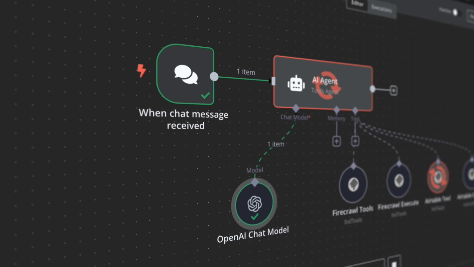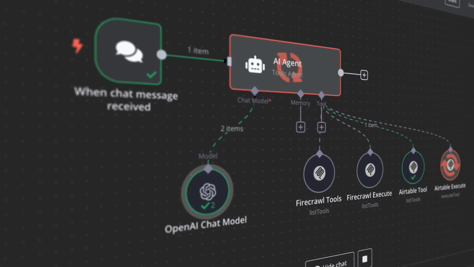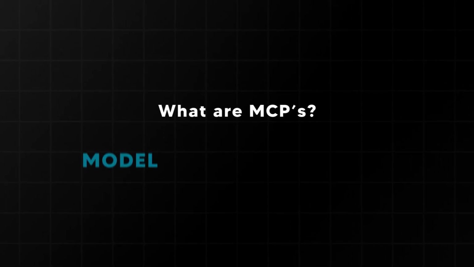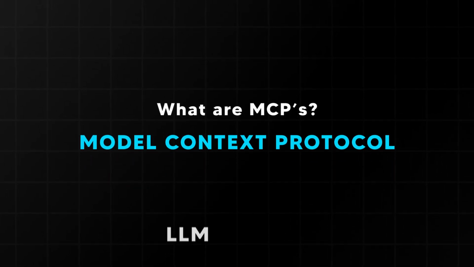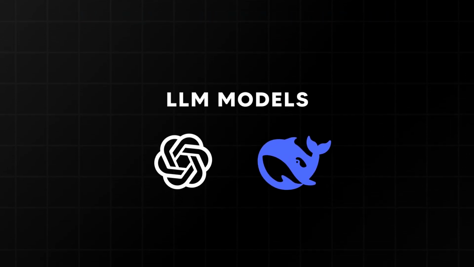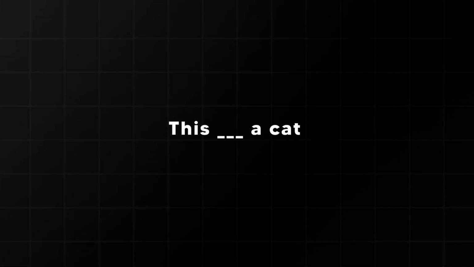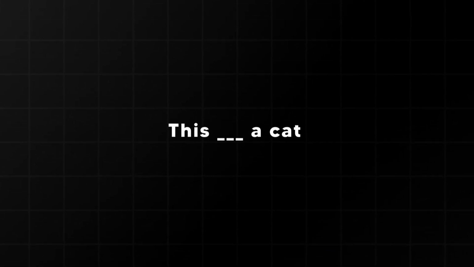In this video, we are going to discuss the most asked question of the week in the AI agents industry: what are MCPs, model context protocols? LLM models such as ChatGPT and DeepSeek, by themselves, are completely unuseful in a lot of cases. At the start, they were only used to predict the next word or whatever input you sent.